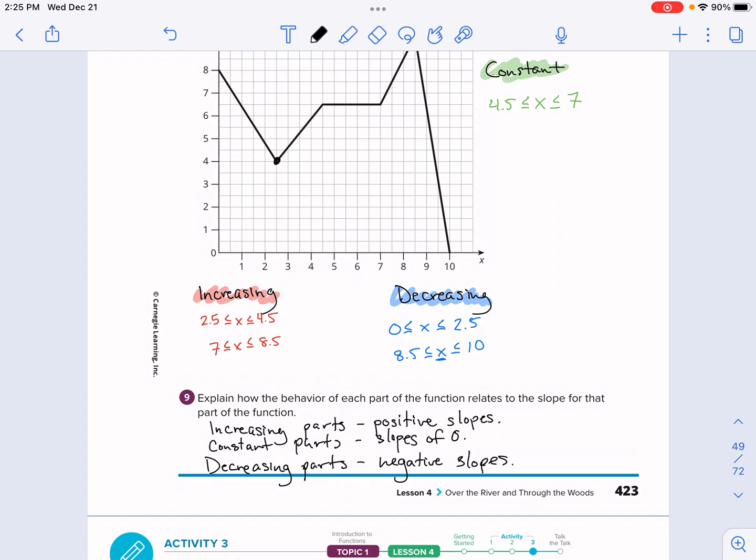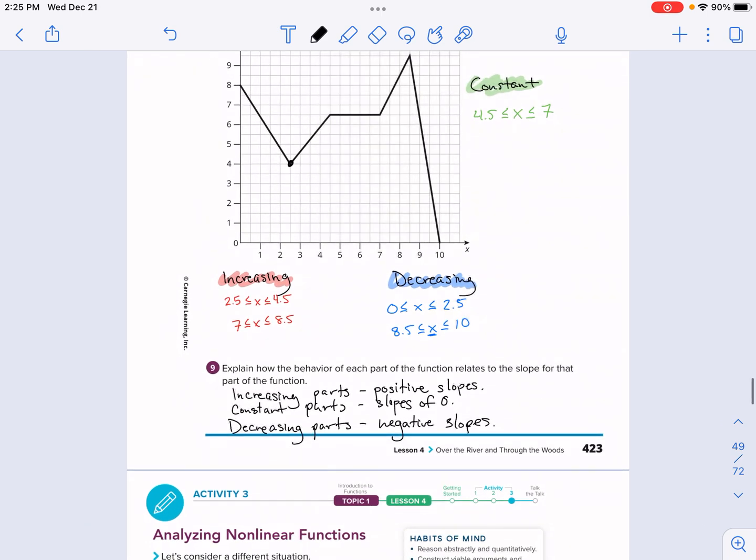All right. Anyways, we'll get to activity 3 on the next page, on the next day, but we're only working on activity 2 for now.